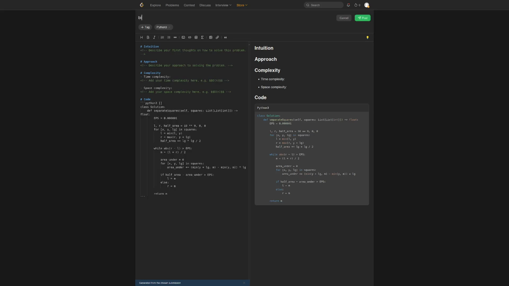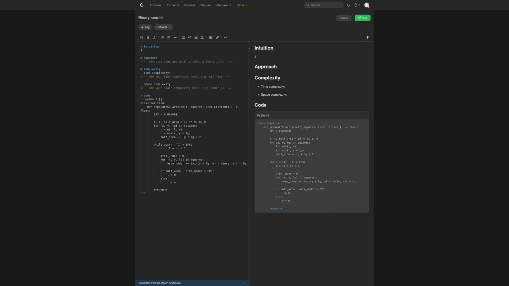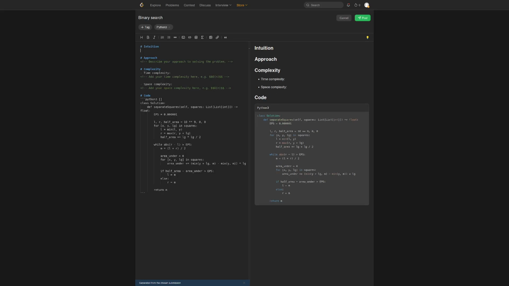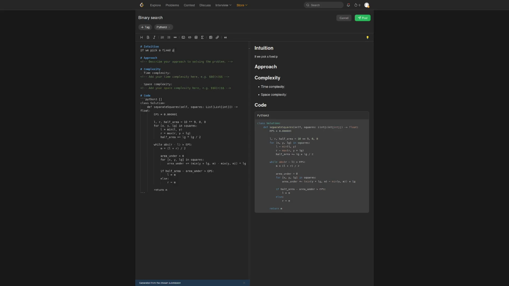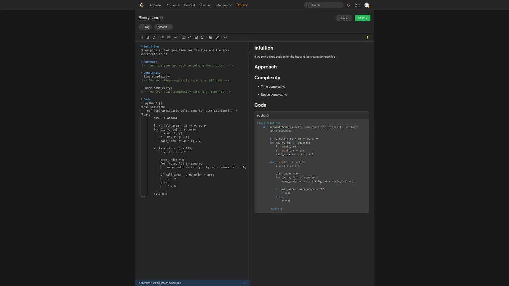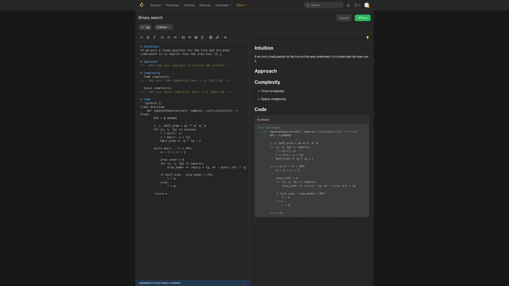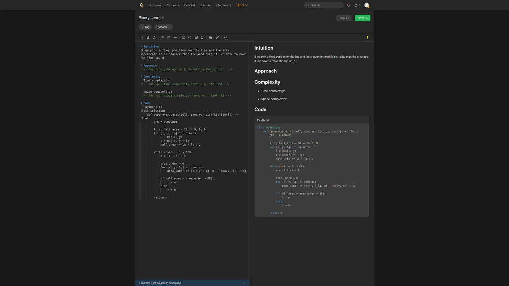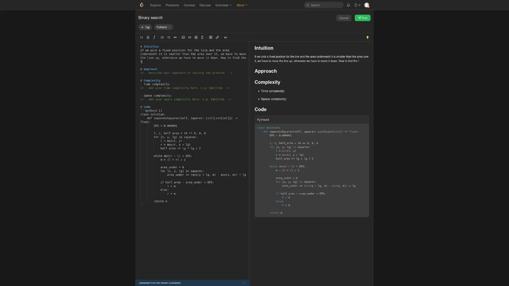So, binary search. If we pick a fixed line and the area underneath it is smaller than the area over it, we have to move the line up, otherwise we have to move it down. How to find the best line position?